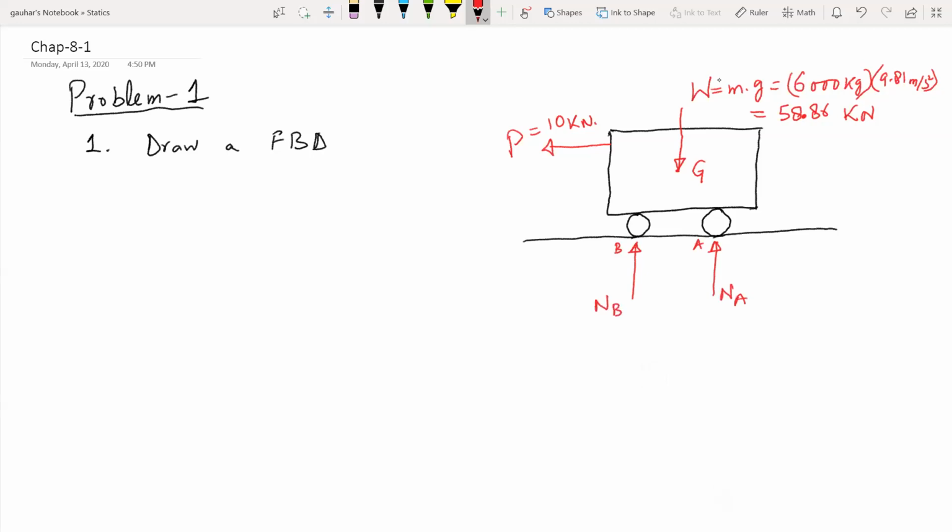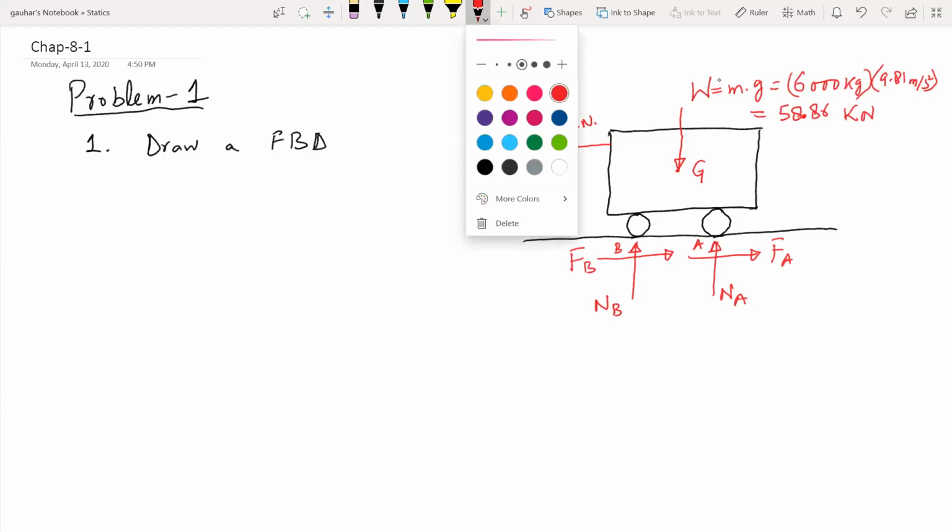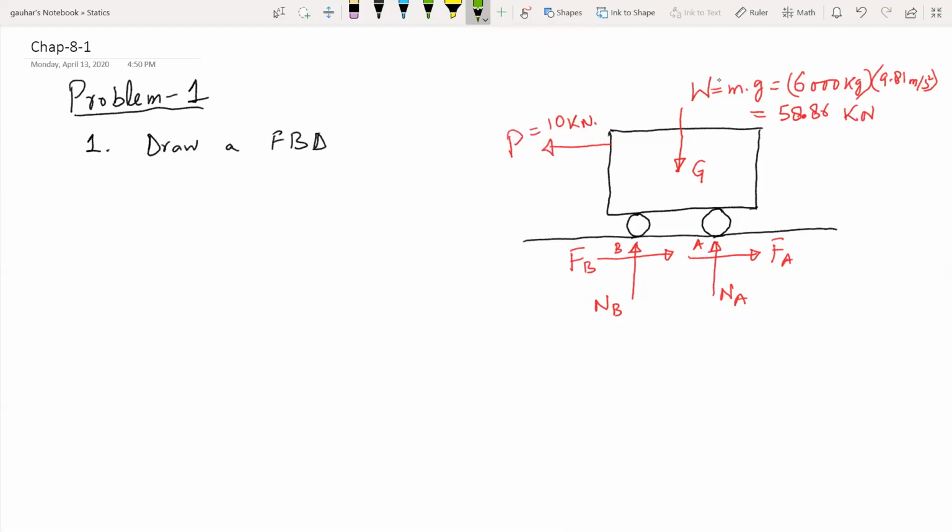Then, as the force is applied to move this mine car in the negative x direction, the friction force will be in the positive x direction, opposite to the applied force. So here is this one and this one: F sub A and F sub B, the friction force at A and the friction force at B. Now we have some dimensions given. Let's put those dimensions. This is 1.05 meters.